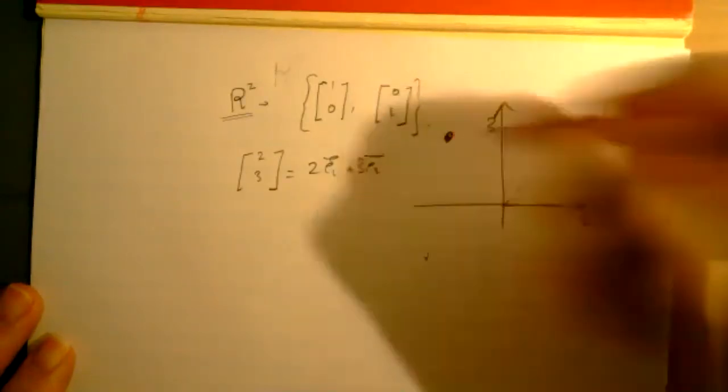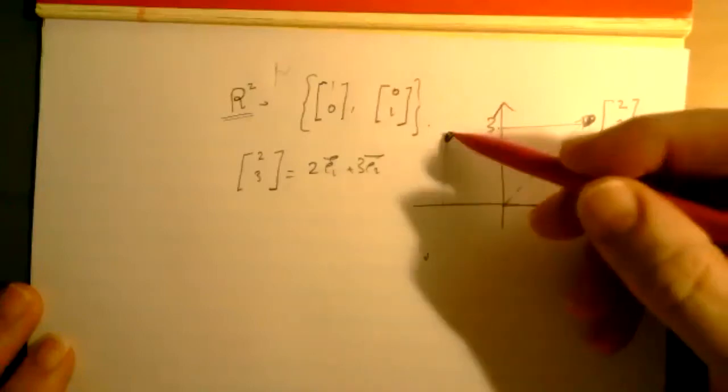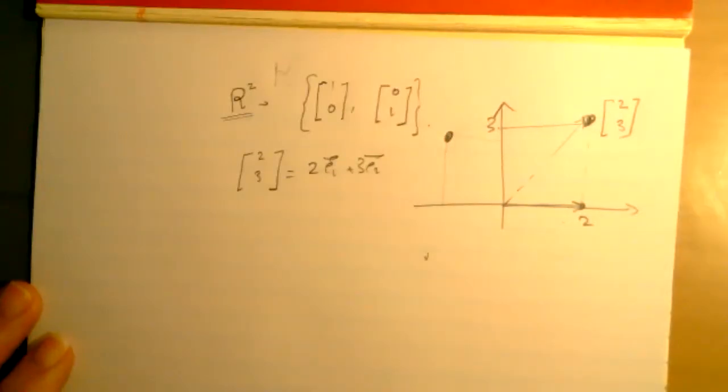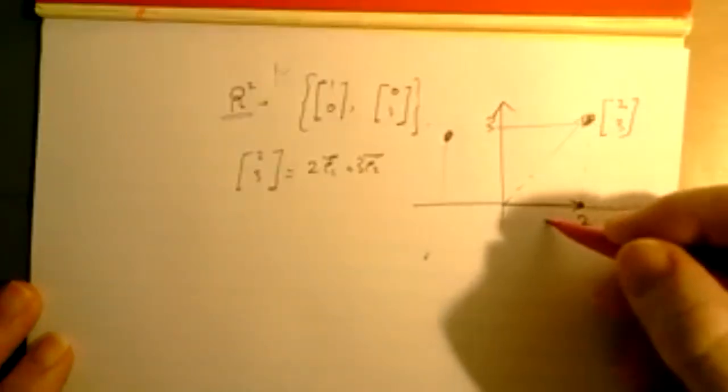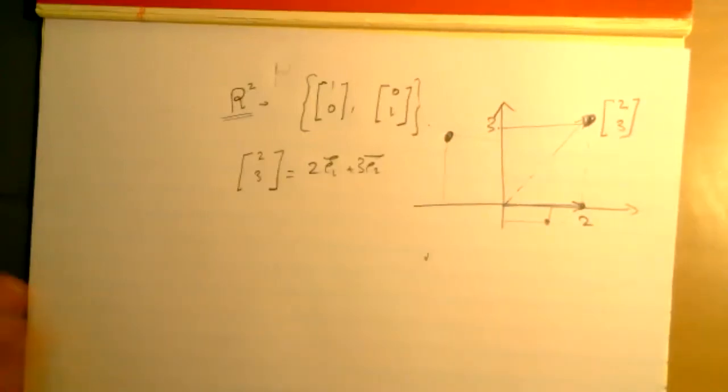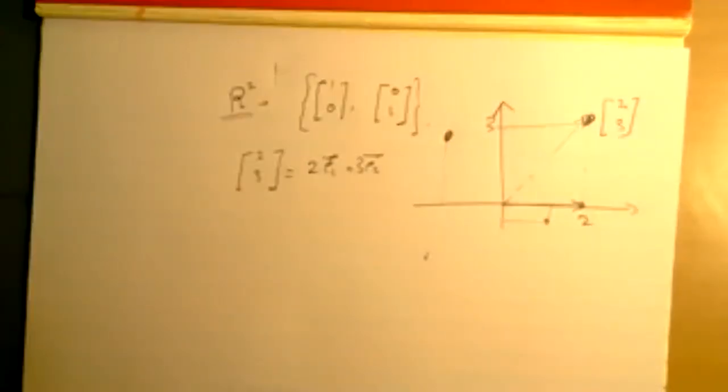So if I want to tell you what this point is, I basically tell you what the coordinates are. I tell you the coordinate of this point, and then you know exactly which point I am talking about.